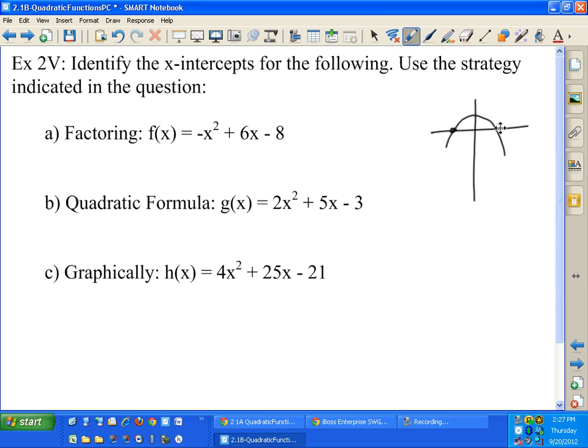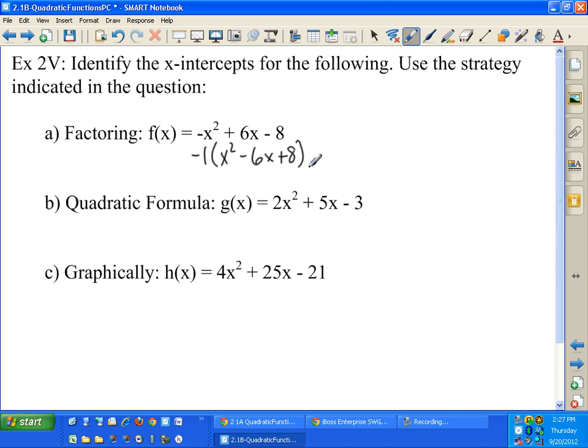Now, that's not the graphing one. That's the last one I'll do down here. But I'm going to have to factor this. And so if I'm going to factor this one, the first thing I'm going to do is, I don't like that negative out front, so I'm going to factor out a negative 1, which will get me x squared minus 6x plus 8.